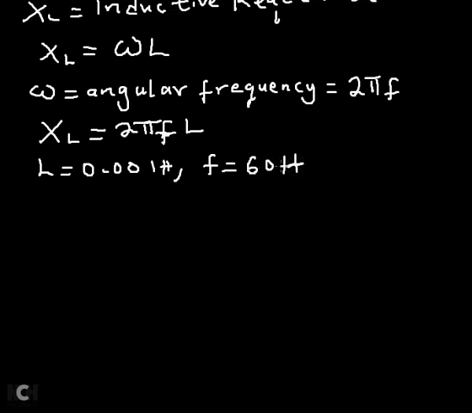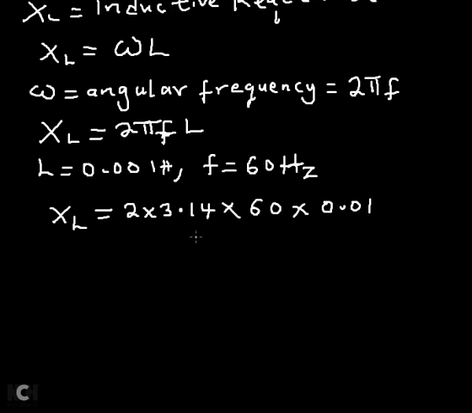60 Hertz. So we are now asked to evaluate the inductive reactance. Simple. That's going to be 2 times pi, pi is 3.14, multiplied by the frequency 60, multiplied by the inductance 0.01. Okay, and of course, the SI unit of your answer is in what? In ohms, because it's an opposition.